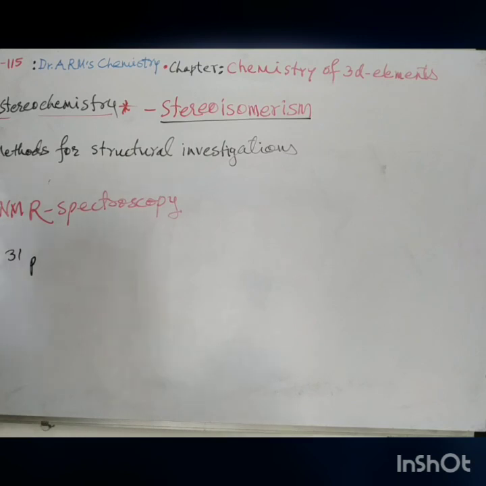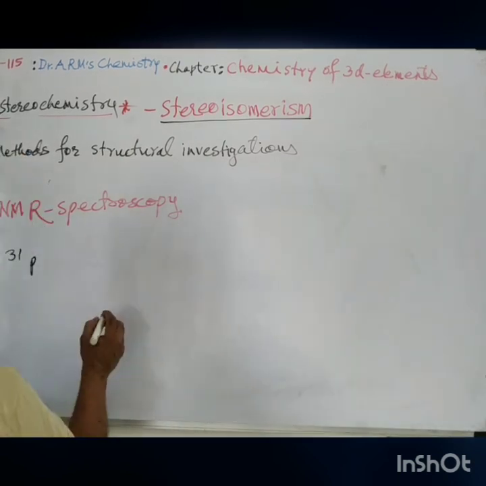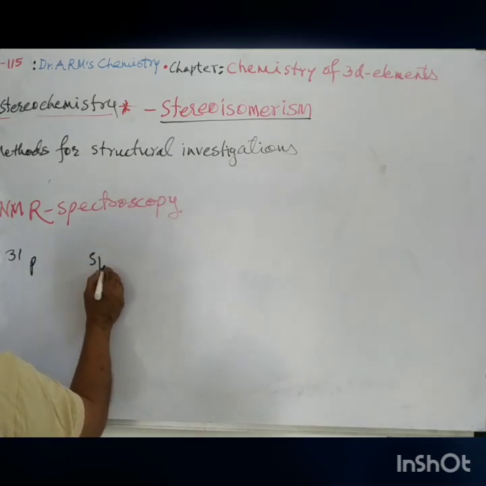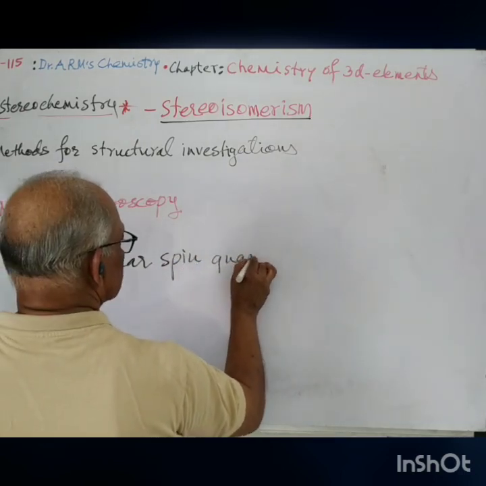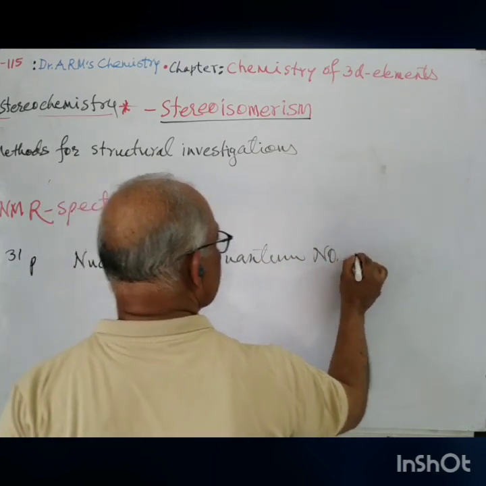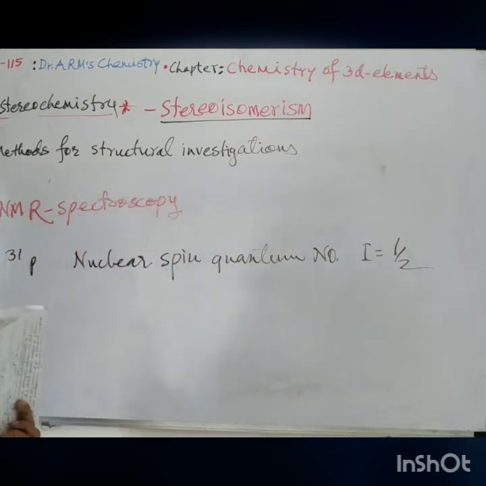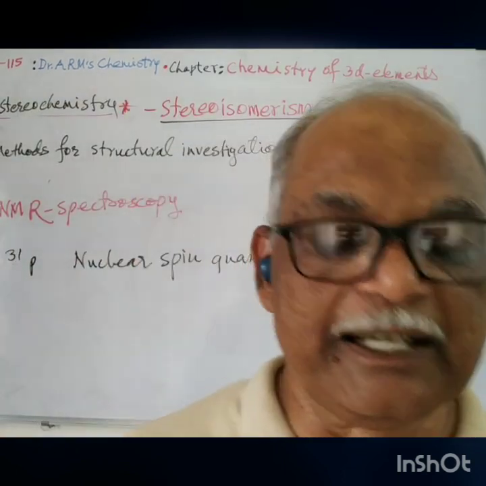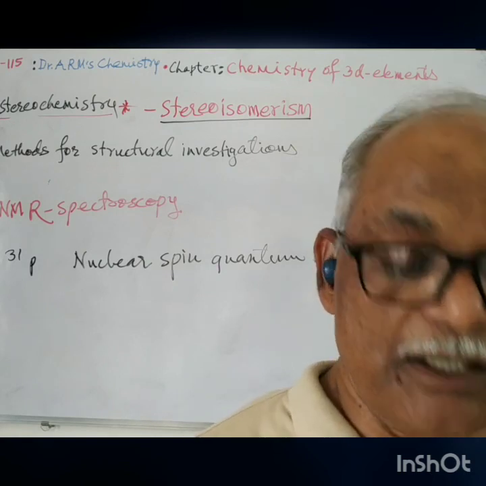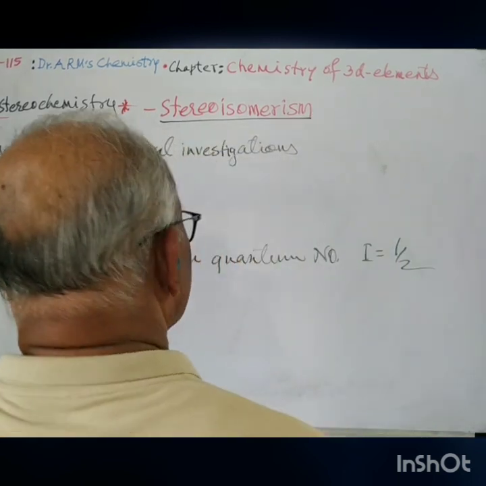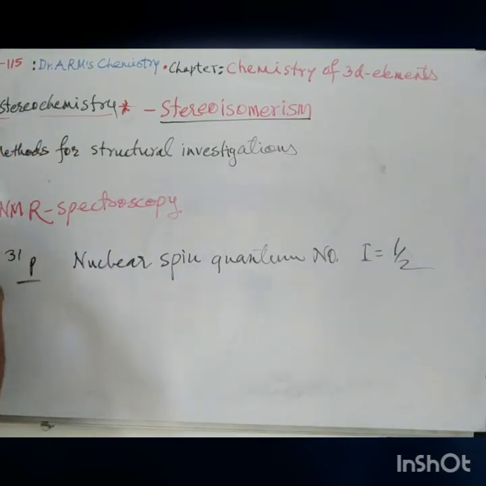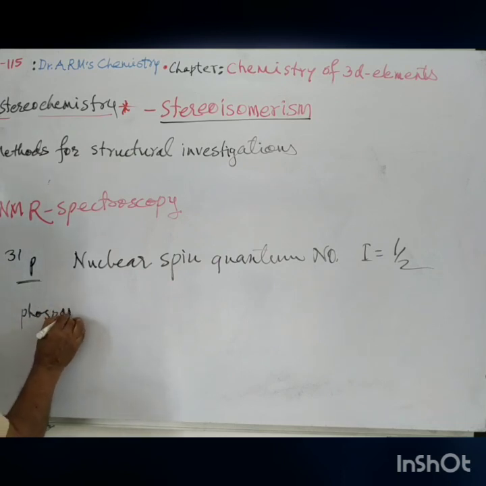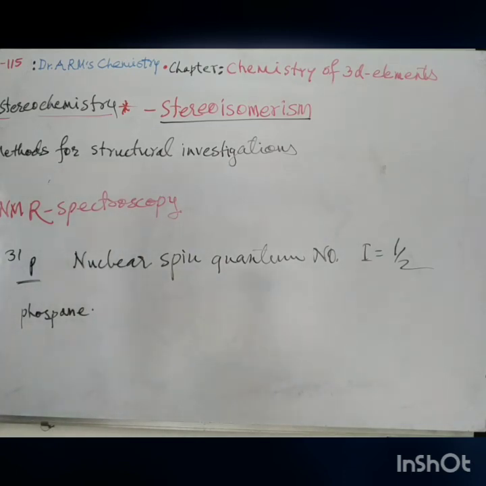It has mass number 31, which is an odd number, and it has nuclear spin quantum number I, which is 1/2. The nuclear spin quantum number is designated by the symbol I. For example, if we take complexes containing phosphorus ligands, like a phosphate, we can have 31P in ligands like phosphate.